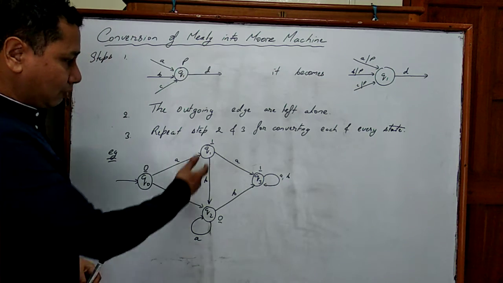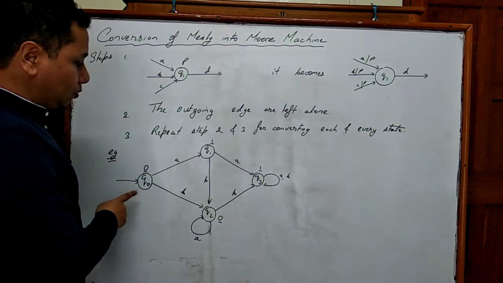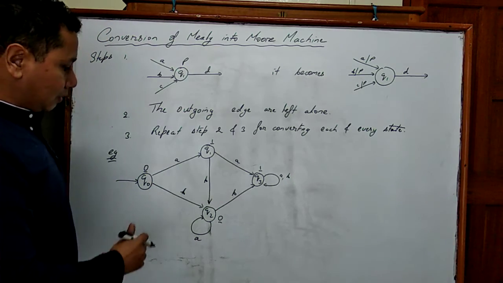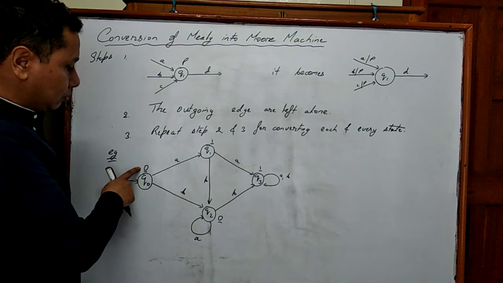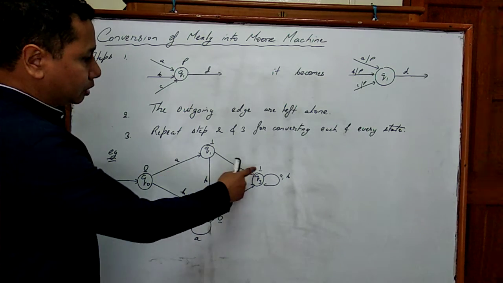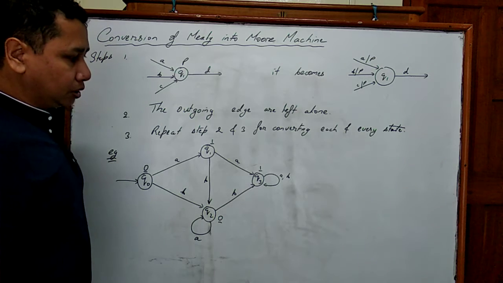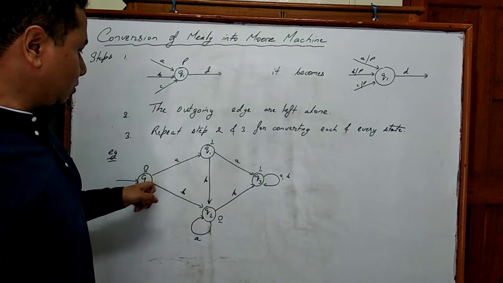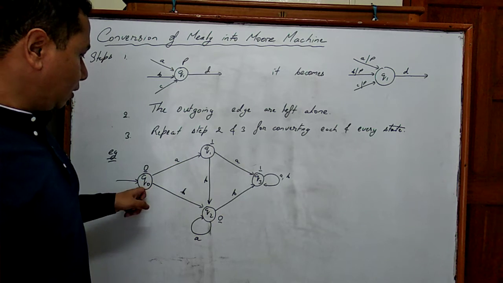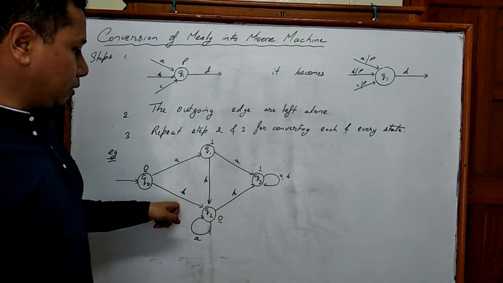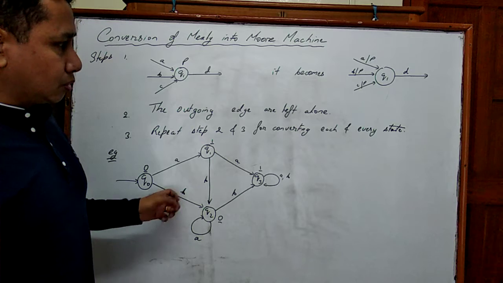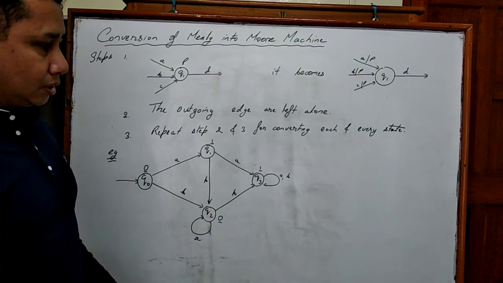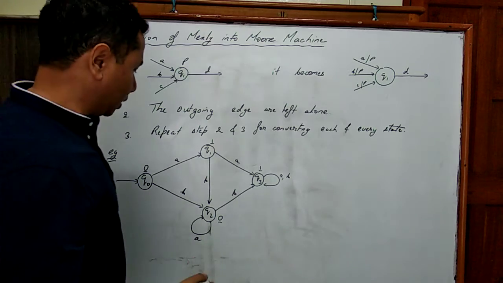I have given already a diagram here which consists of Q0, Q1, Q2 and Q3, having 0 as the output here, 1 as the output here, 1 as the output here and 0 as the output here. And these are the inputs or the transitions: from Q0 to Q1 it is A, from Q0 to Q2 it is B, and so forth. So we can convert this into an equivalent Moore machine by the following.